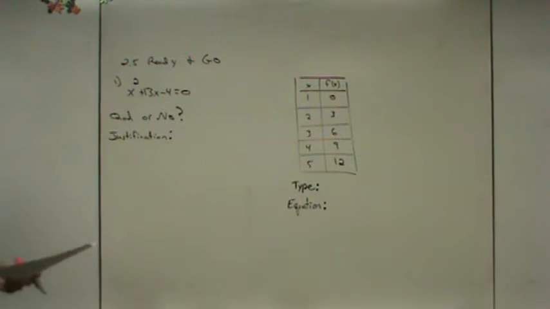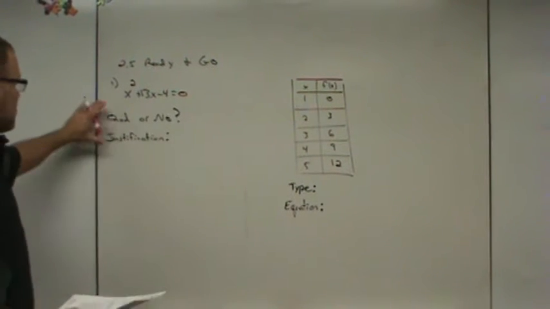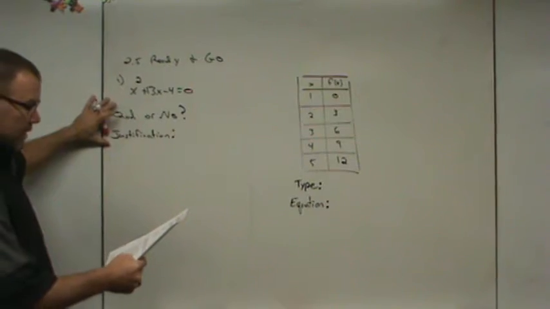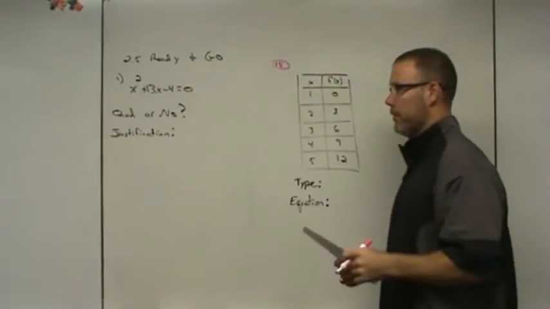This video is going to be short. It's going to cover the 2.5 ready and go. I'll give you a brief explanation on question number 1 for the ready, and then this one over here is question 18 on the go.